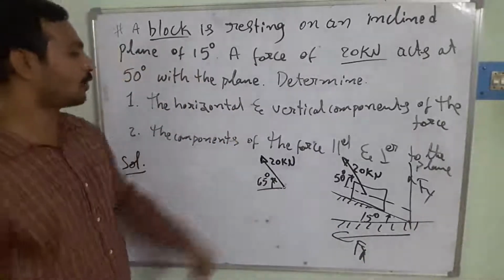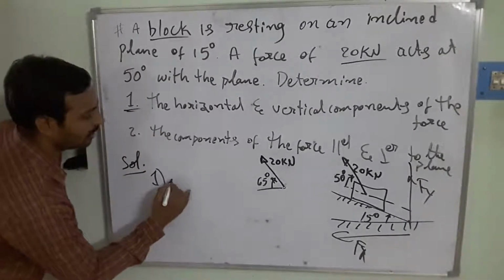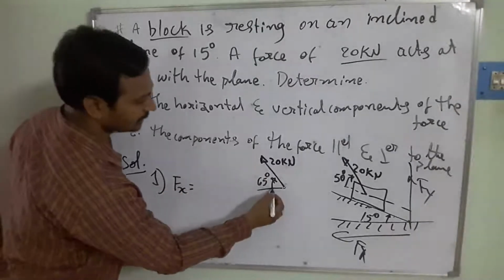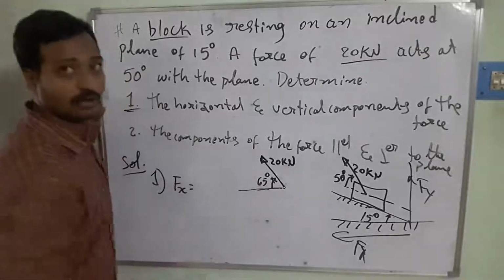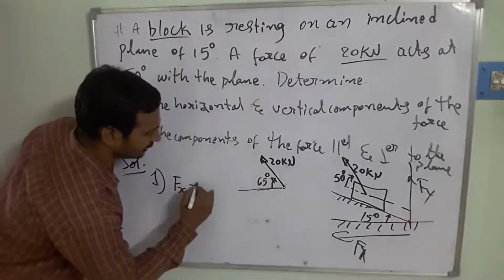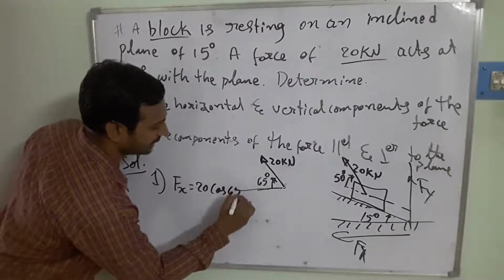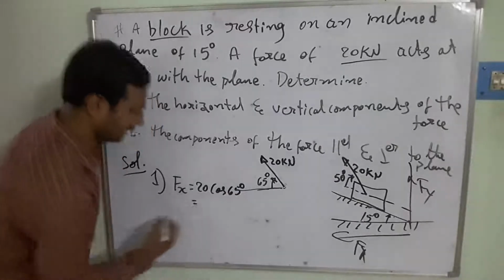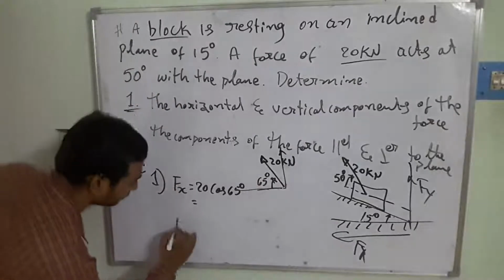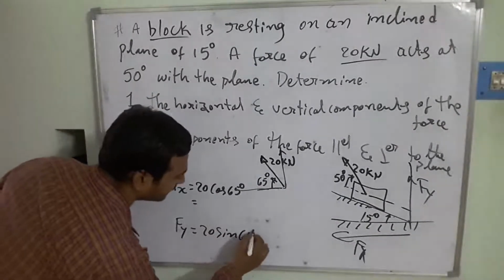So if I resolve it into horizontal component and vertical component, the first is the horizontal component. I am going to say F of x is equal to, as per our definition, the vertical component is there. So that's going to be 20 kilonewtons into cos 65 degrees, right? And we will get that part. Similarly, what is the vertical component from this one? That's going to be F of y is equal to 20 into sin 65 degrees.